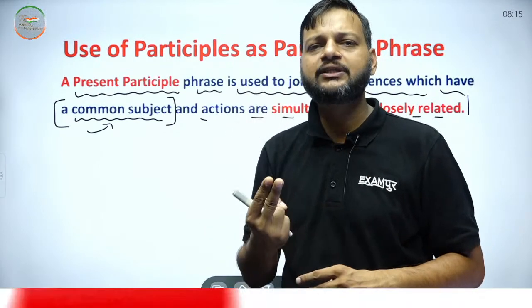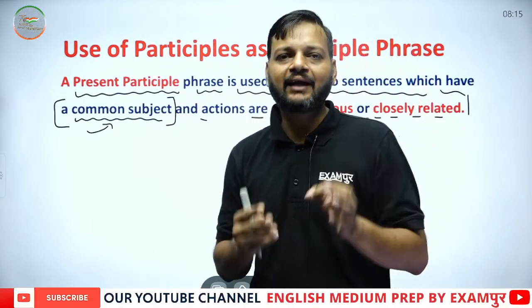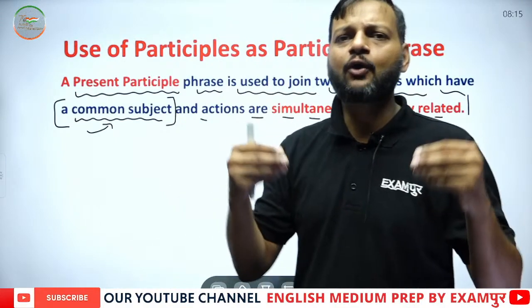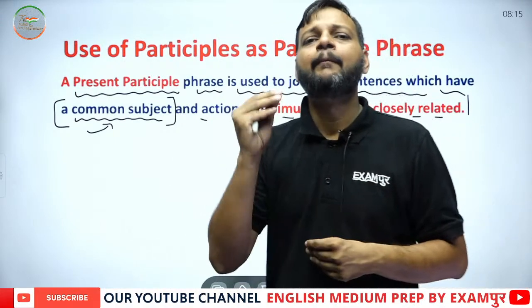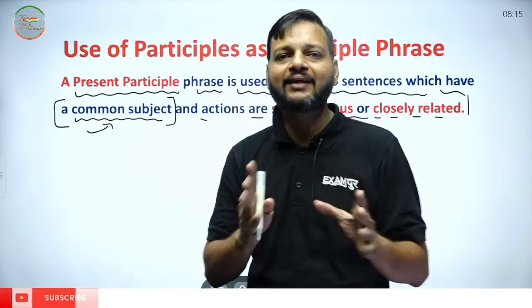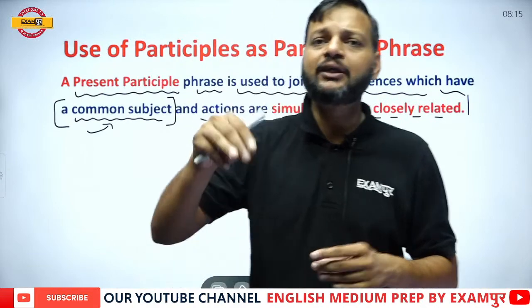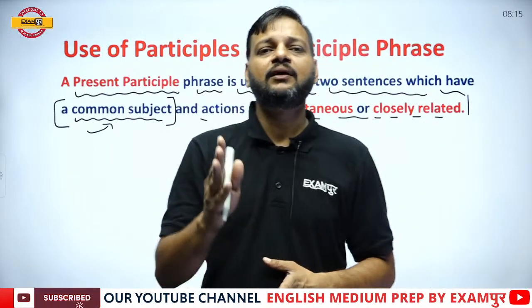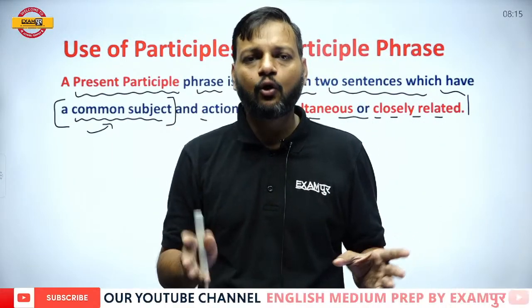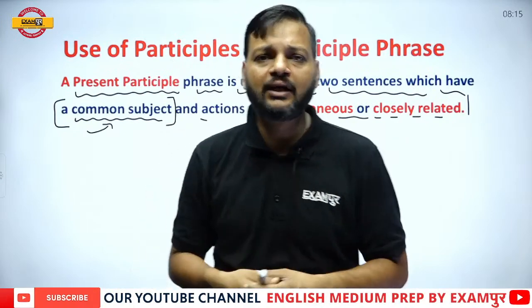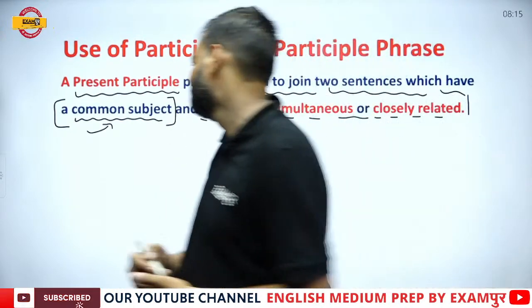What are those two conditions? First condition is that the sentences which we are going to join using a participle must have a common subject, and second, the actions mentioned in both the sentences must be simultaneous or they must be closely related. Let me give you one example.